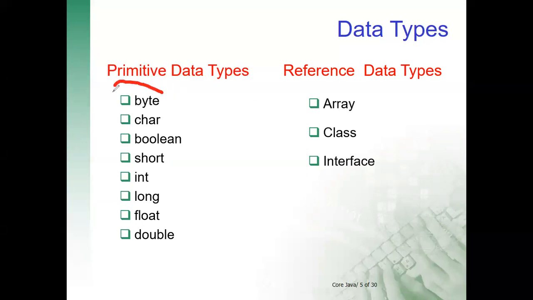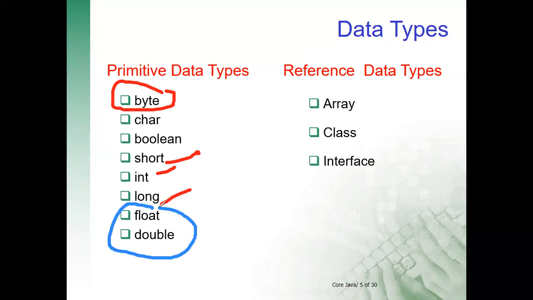So for numbers I'll be using byte, short, int, and long. I'll be using these for numbers without decimal points. If I want to store numbers with decimal points, then I'll be using the float data type and the double data type. If I want numbers without the decimal point, then I'll be going with byte, short, int, and long. As the name itself says, a byte is going to be there.